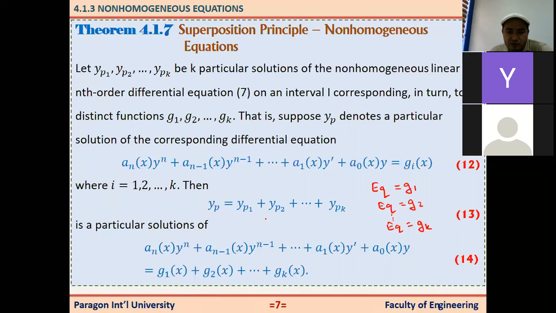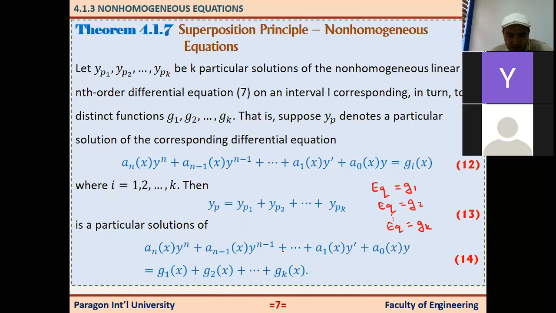So particular solution means that if I substitute this in the first equation, it satisfies this equation. It's a particular solution of this equation. If I substitute this here, it's a particular solution of this equation. If I substitute this here, it is a particular solution of this equation. Okay. And it says that this y sub p, what is it? It's just the sum of all of these particular solutions, and it is a particular solution of this equation.